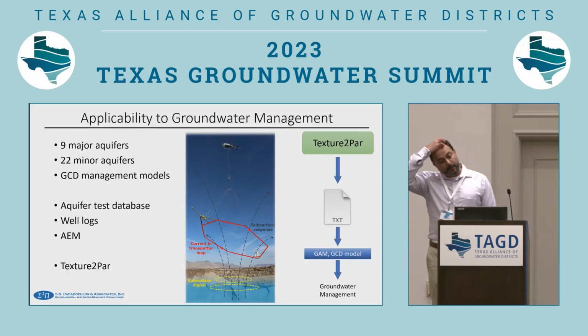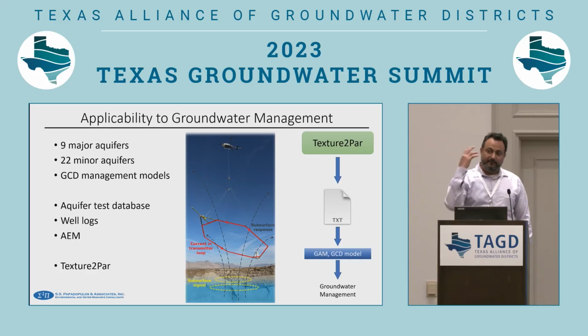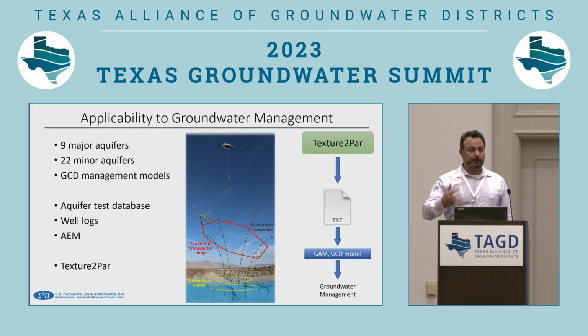Some applicability to groundwater management, as how we do that in Texas. So, we have 9 major, 22 minor aquifers. There have to be GAMs made for all these, but also there's GCD management models now coming through, the local models, and there were talks about that at this particular conference. And we're seeing more and more of those come through. And we can use these tools now that are available.